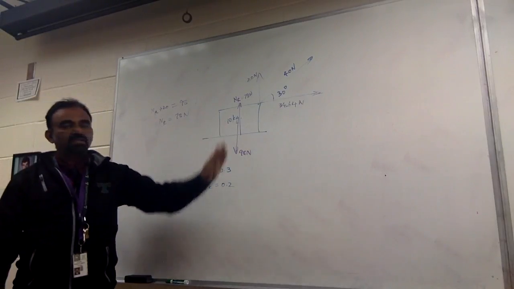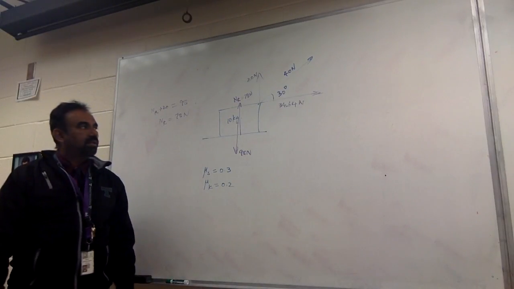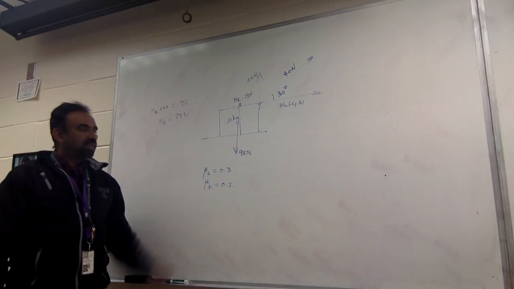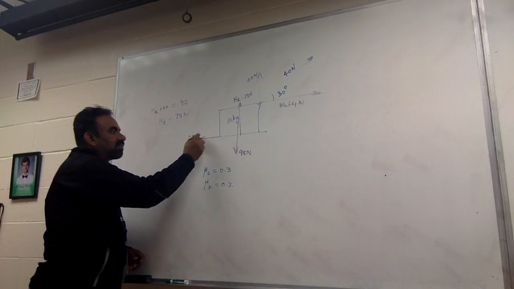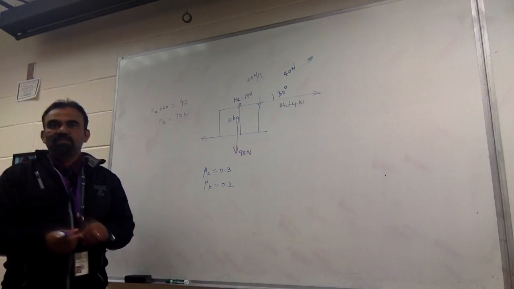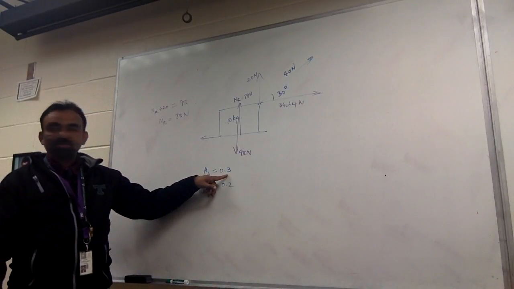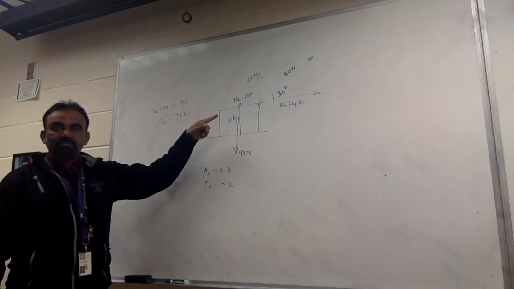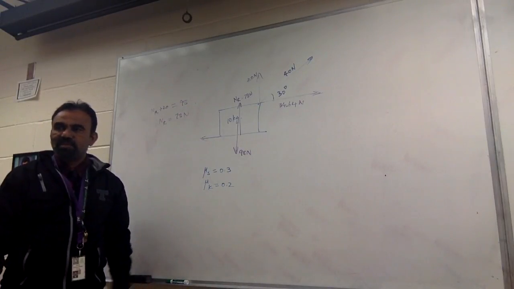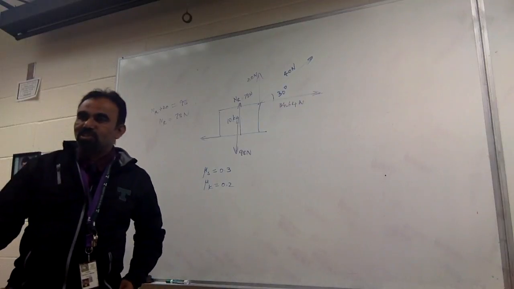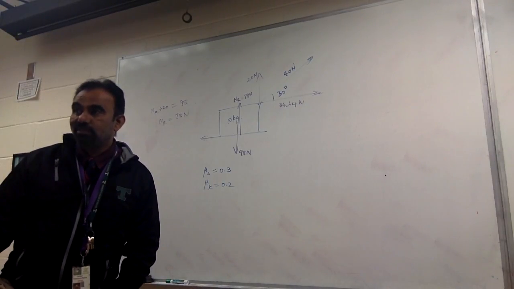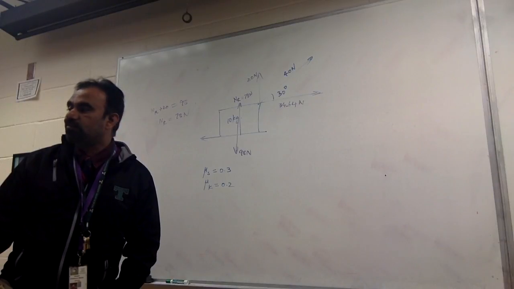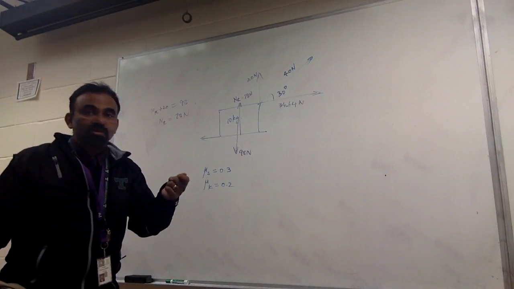Now as this block is moving that way, let's find out static friction. Apply static friction and see how much is static friction. How much is static friction? 0.3 times 78. How much is 0.3 times 78? Is it bigger than 34.64 or smaller? If it's bigger, you know what will happen? The thing is not going to go anywhere. You can pull it with 40 newtons, but it's not going to move.